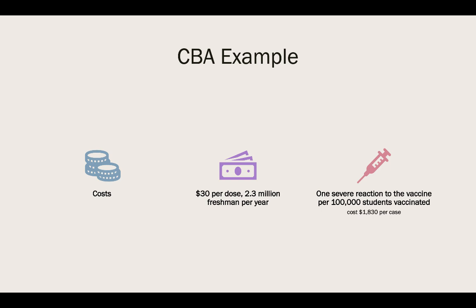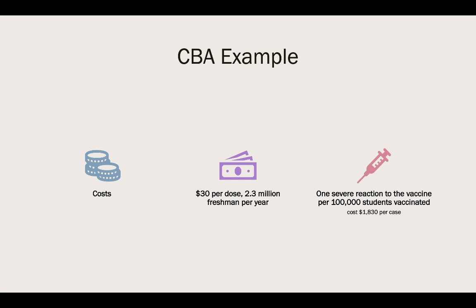We're giving this to each freshman. So we have a lot of freshmen. We've got over 2 million freshmen at $30 a dose. That really adds up. So that's a cost. Another cost would be potential allergic reactions. And so we are estimating one severe allergic reaction per 100,000 students at a cost of $1,800 per case. Over 2.3 million students is considerable.